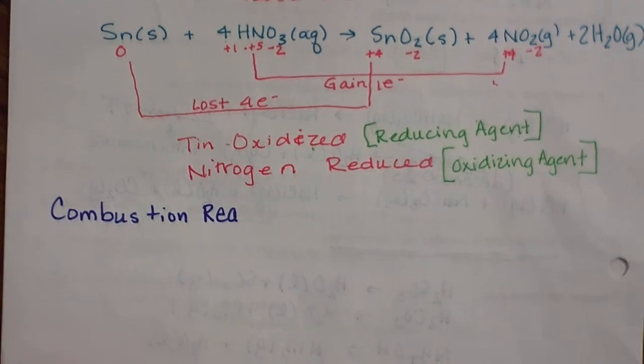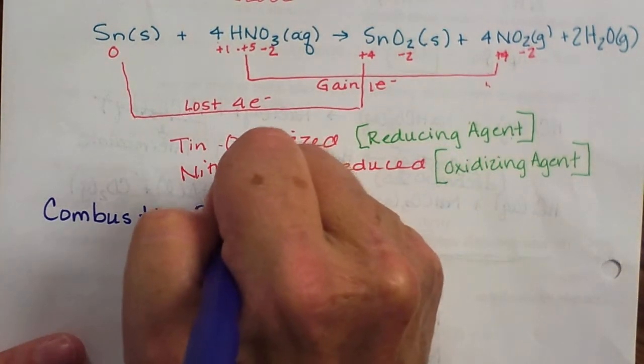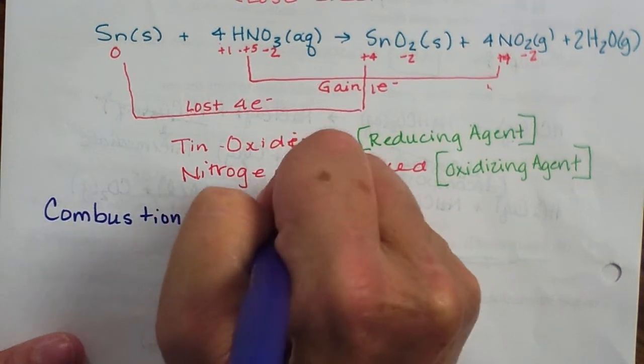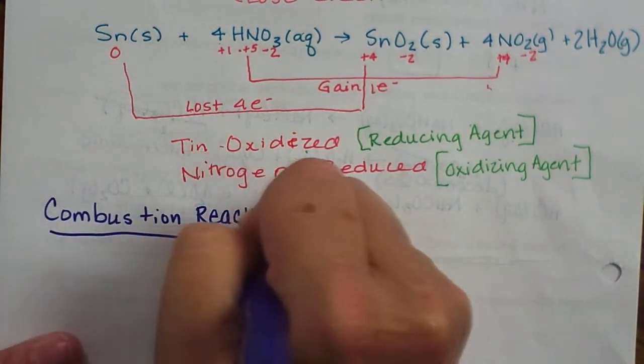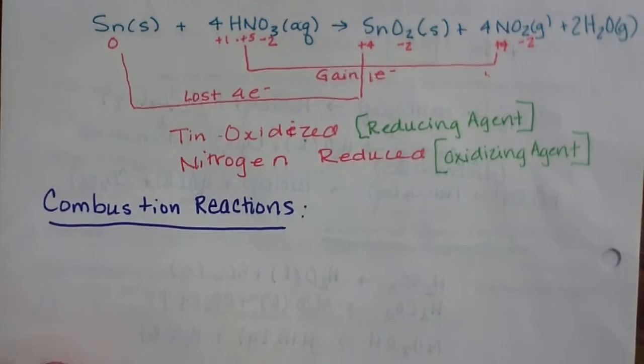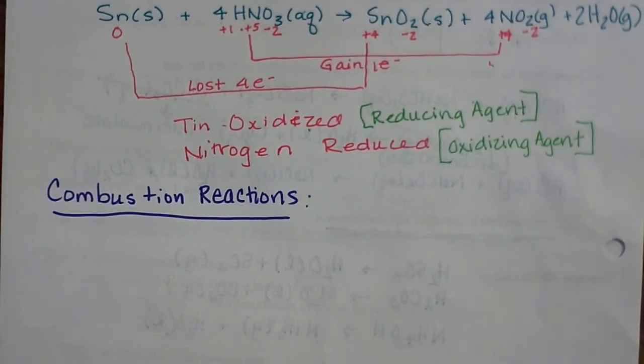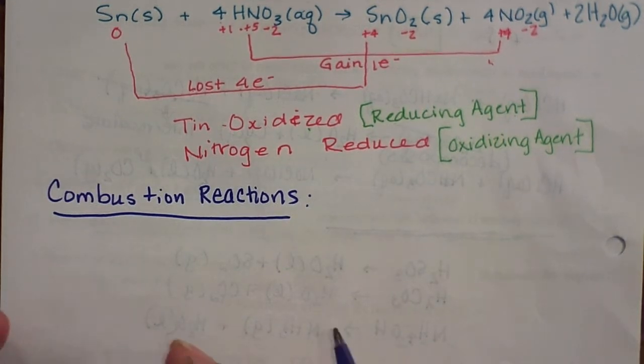The last section that we're going to cover in chapter 4 is combustion reactions. So we've covered redox equations, and what we're going to look at today is combustion reactions as a redox equation.